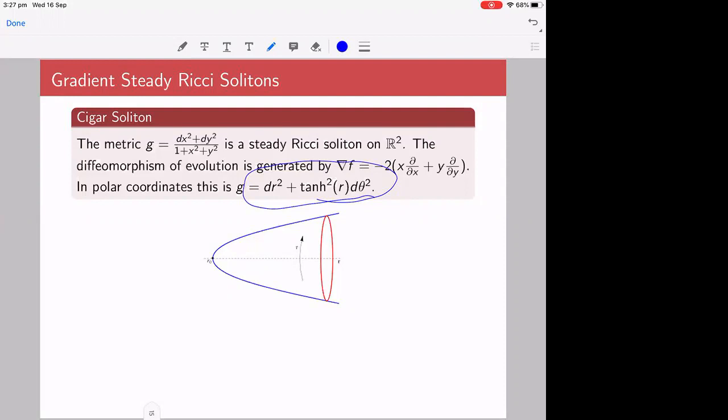Now, one natural question to ask is, can you do this in higher dimensions? And it turns out that you can, but it's much trickier.